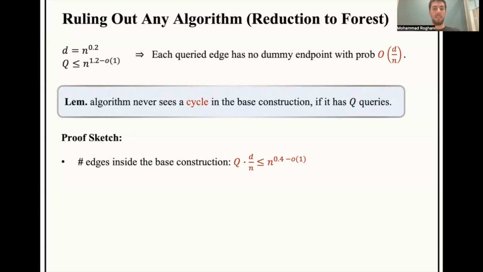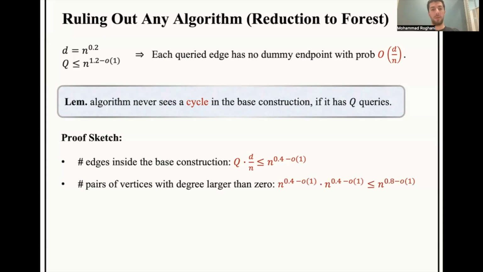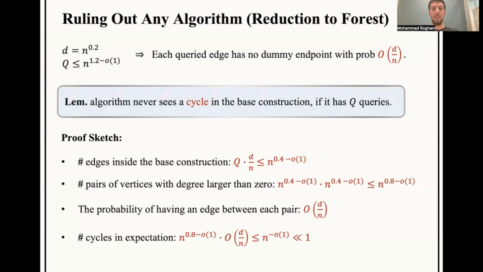By the number of the edges inside the base construction, we mean the number of the edges that have no dummy endpoint. Also, the number of the pairs of vertices with degree larger than 0 in the base construction is going to be N^0.4 times N^0.4 minus small o(1), which is less than or equal to N^0.8 minus small o(1). And we know that the probability of having an edge between each pair is O of D over N. So the expected number of cycles in the queries is going to be much smaller than 1, so we don't see any cycle. So we can assume that the queries that the algorithm makes form a forest.